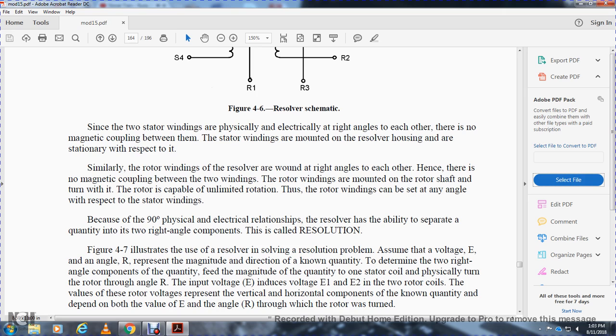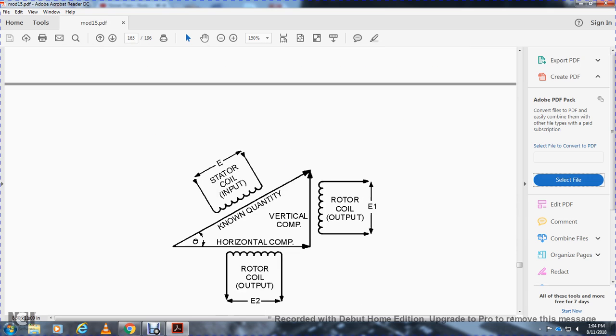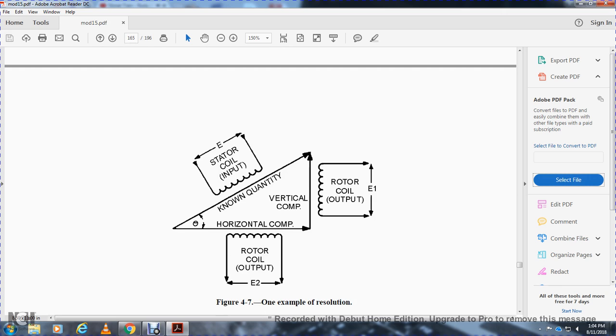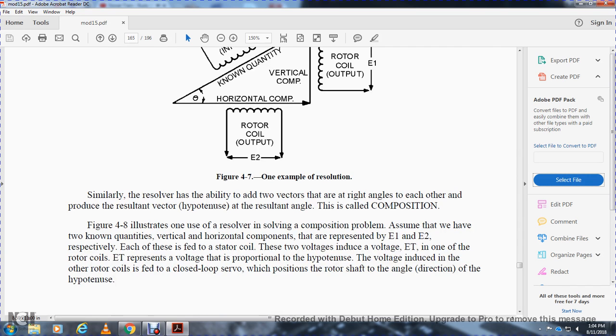Figure 4-7 illustrates the solution of a resolution problem. Assume a voltage E at an angle R, whose magnitude and direction are known, but we need to determine the two right angle components of the quantity E. With the voltage E as input to one stator coil, physically turn the rotor through the angle R. The voltages induced in the two rotor coils, voltage 1 and voltage 2, represent the vertical and horizontal components of the known quantity, dependent on both the input voltage E and the angle R through which the rotor was turned. So for the stator coil input, the known quantity; for the rotor coil output, the horizontal component and the vertical component, voltage 1 and voltage 2.